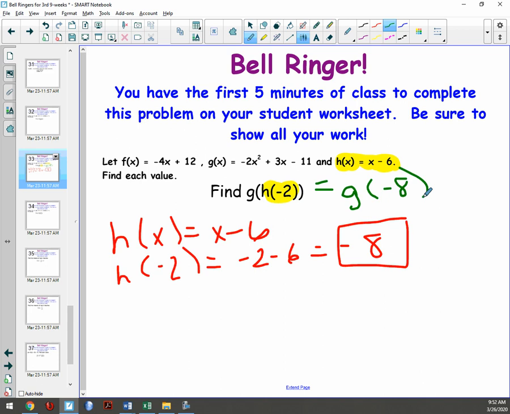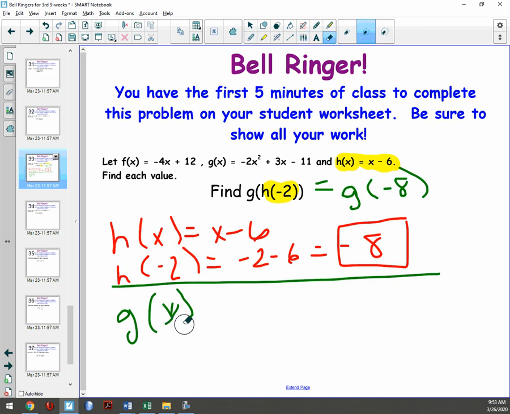So now you're going to do g at -8. So now I'm going to take the g function. This thing does not like to write very nicely. Sorry, guys. I mean, let's be honest. My handwriting wasn't great before. It's even worse on here.